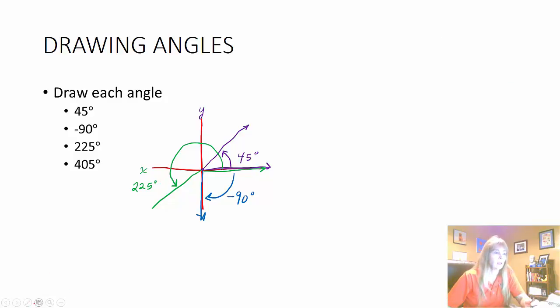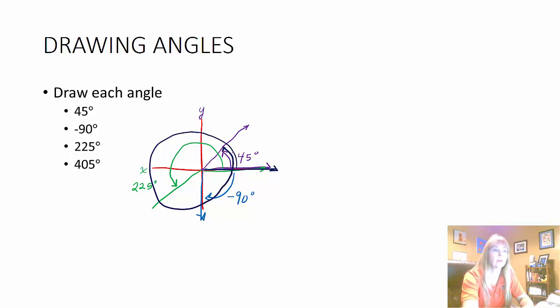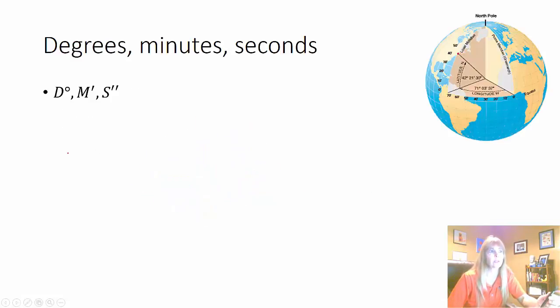All right, and then the last one is if I want to go 405 degrees. My initial side always starts here. I go all the way around, which is 360, and then 45 more would give me my 405 degrees. So it might seem kind of silly to look at drawing these angles, but this is something you need to know how to do and understand about what angles look like and their degrees.